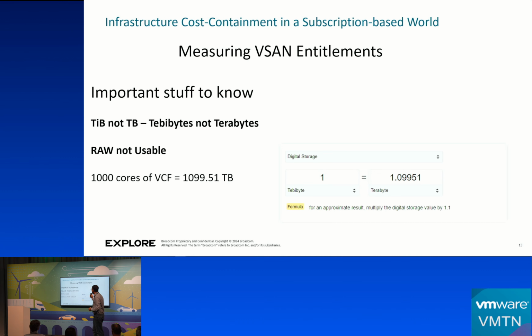Okay, so vSAN entitlements. This is something that's changed a little bit. It's really important to know. If you're a vSAN customer and you buy VCF, you are entitled to 1 tebibyte. That's not terabyte, it's very close, but it is a tebibyte per core raw for your vSAN data stores. It's important to know, so that if you buy, say, 1,000 cores of VCF, that will entitle you to just over 1,000 terabytes. So this is actually the translation. It's almost 1,100 terabytes of storage raw entitled.